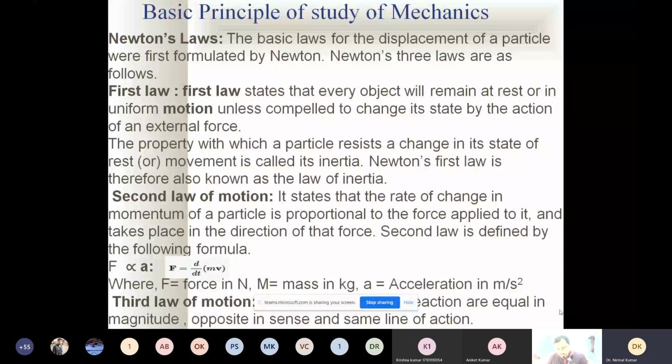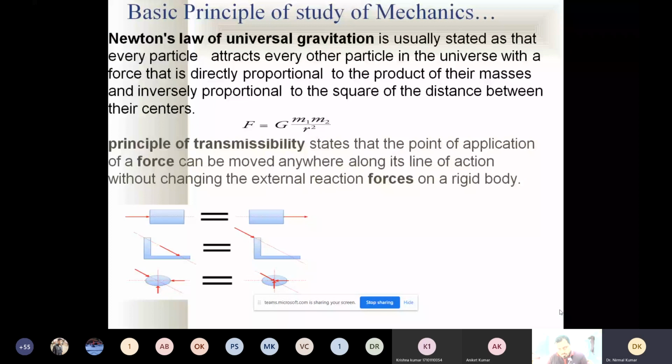And the fourth principle is Newton's law of universal gravitation. If there are two bodies or two particles separated by a distance d, then there will be a force of attraction or repulsion, and that force will be proportional to the product of the masses and inversely proportional to the square of the distance. And here the constant is the gravitational constant, which is G. So that is the fourth important principle, and the fifth principle is the principle of transmissibility.